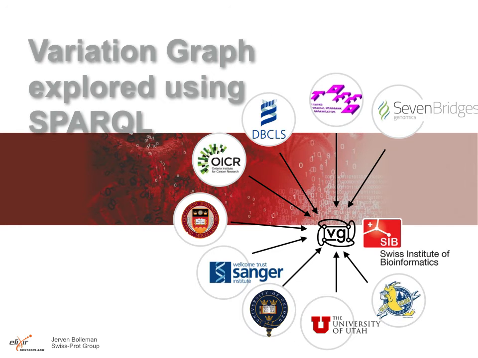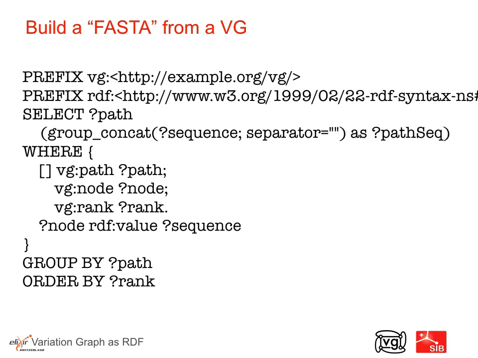Variation graphs can be explored using SPARQL. SPARQL is just a standardized query language. It looks pretty much like SQL and is pattern based. In this query, I'm just going to go through it, and we're going to build a FASTA from a VG graph. So we use existing prefixes: VG, examples, and RDF, a standard one.